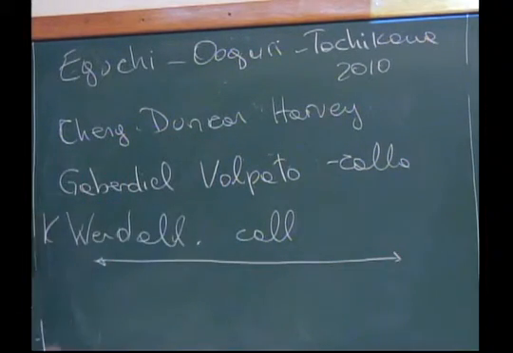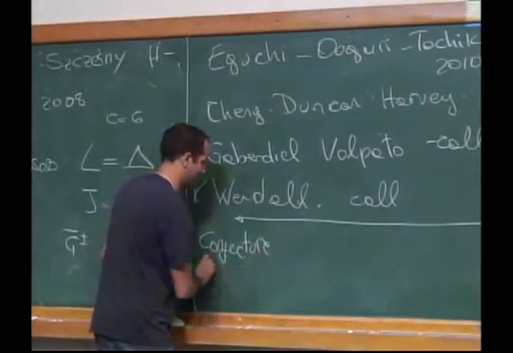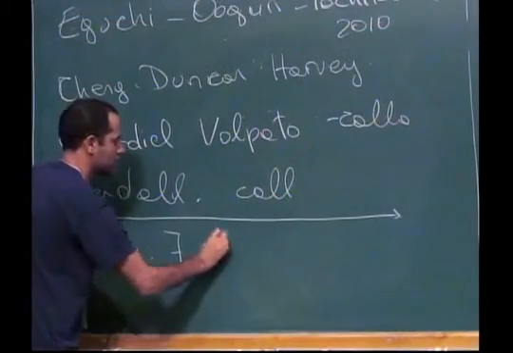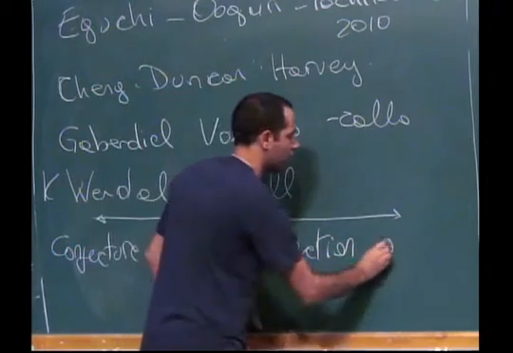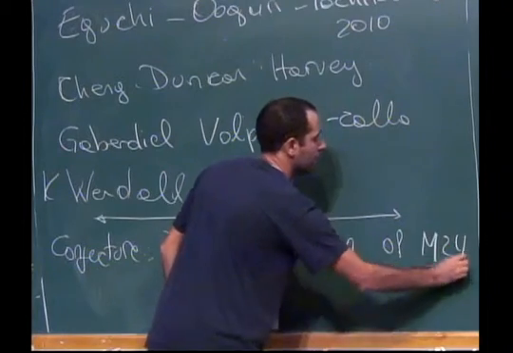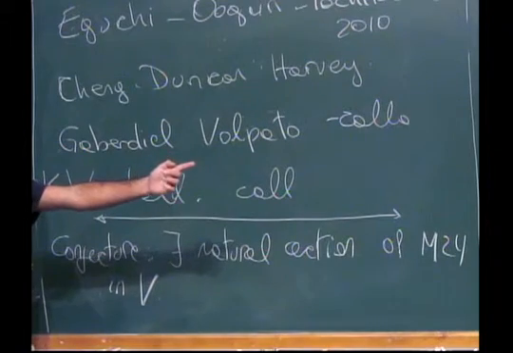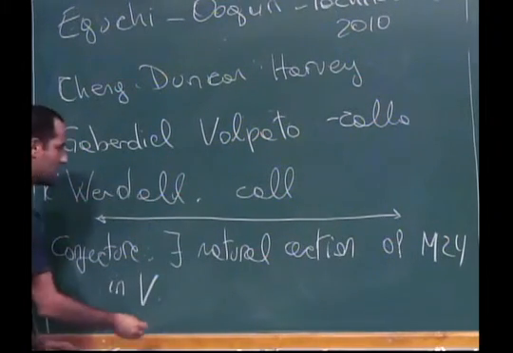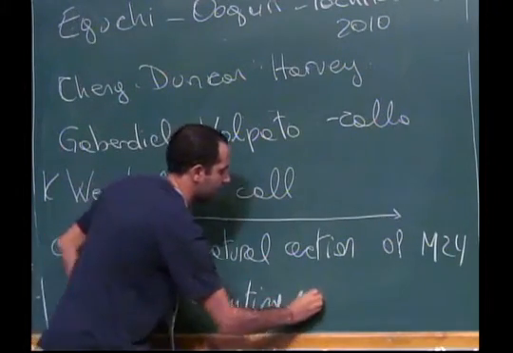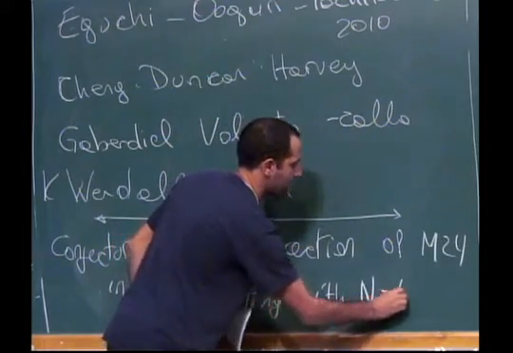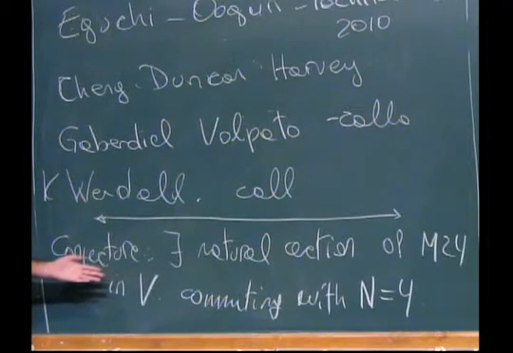Anyhow, so the conjecture is as follows. Conjecture: there exists a natural action of M24 in V. I'm going to ask it to be by automorphisms of the vertex algebra. That's not how it appears. Commuting with n equals 4. As stated, this conjecture is obviously true. It acts by the trivial action, works.